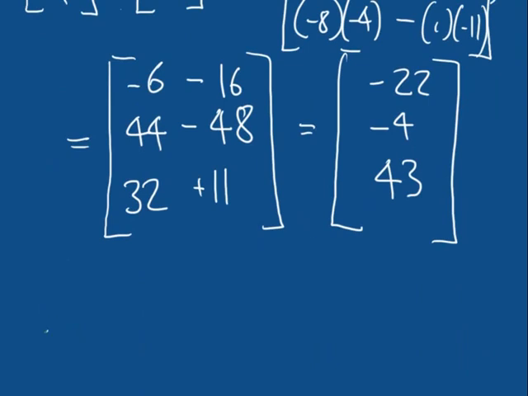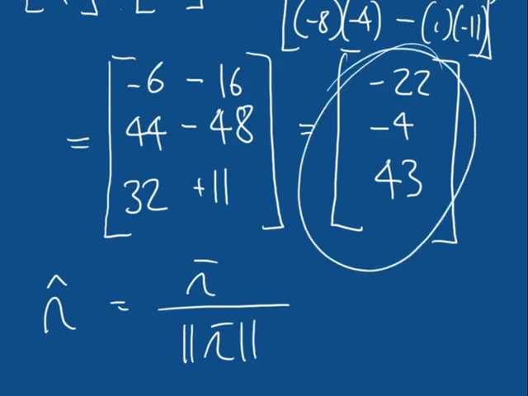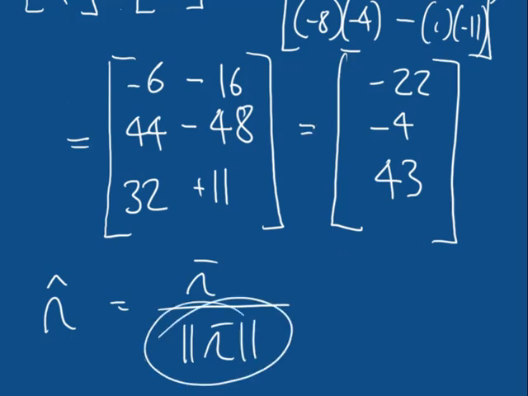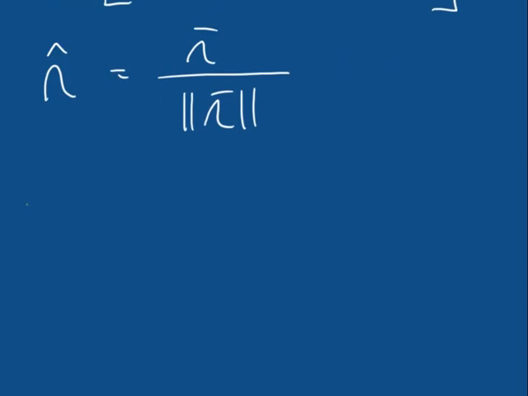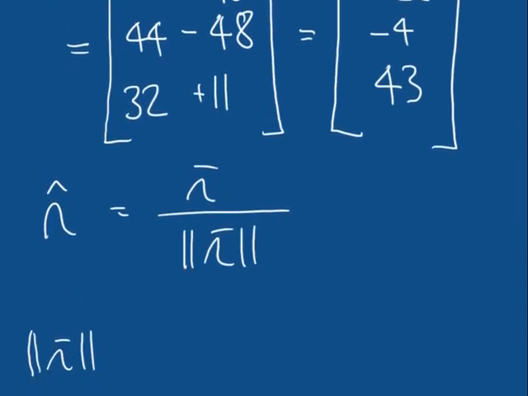So if I was to call my normal vector n, I know that the normalized version of n is equal to n over the length of n. So if this is n, we want to divide it by its length to get that unit vector version of our normal vector. So that means I need to work out the length of n.